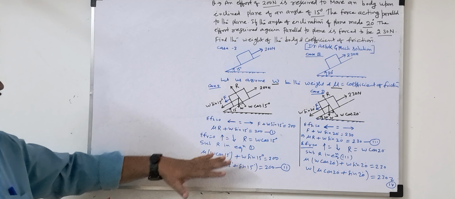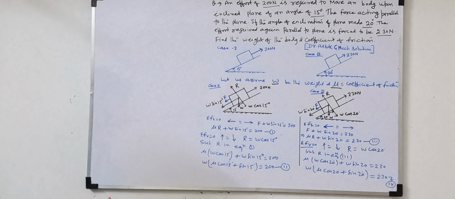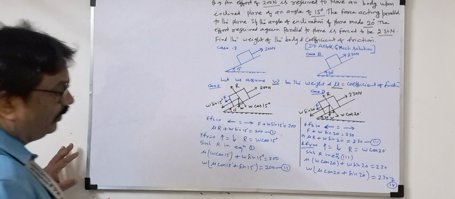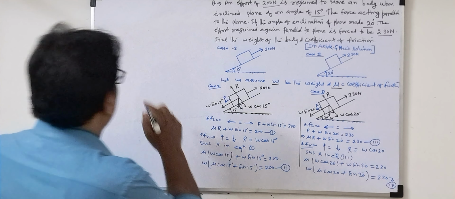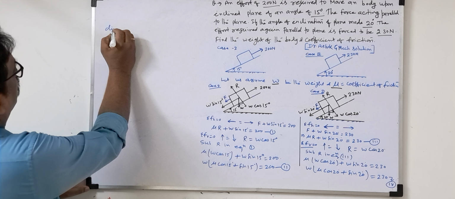So both equilibrium equations are applied here. Now we'll solve and we'll get the answer. What is equation 1 coming? Sin 15 plus mu cos 15, correct, 200. Then W sin 20, W cos 20, 230. Okay, now we'll divide 4 by 3. So see here, now how to solve.